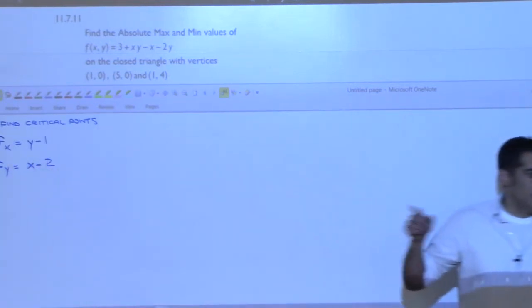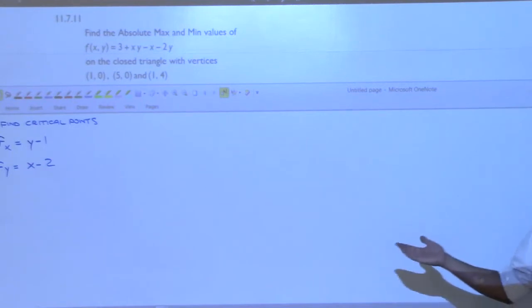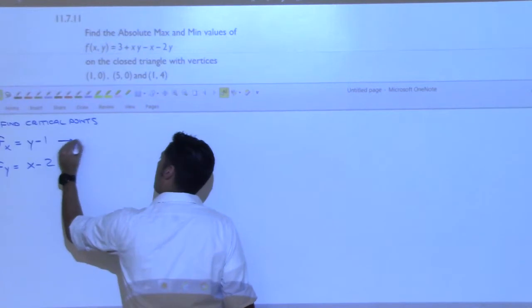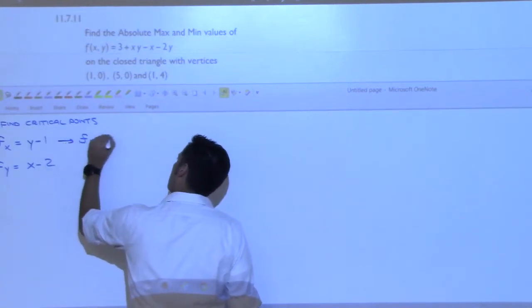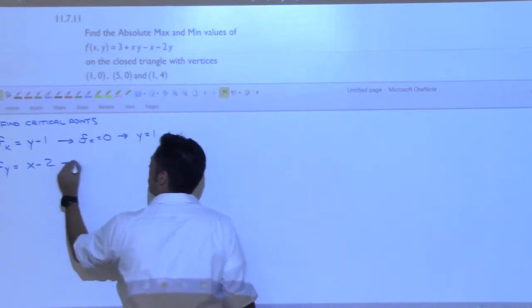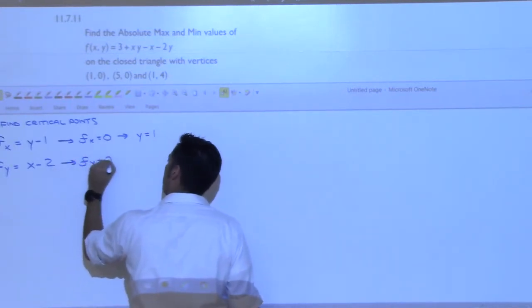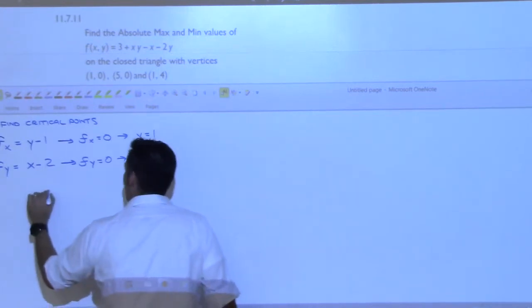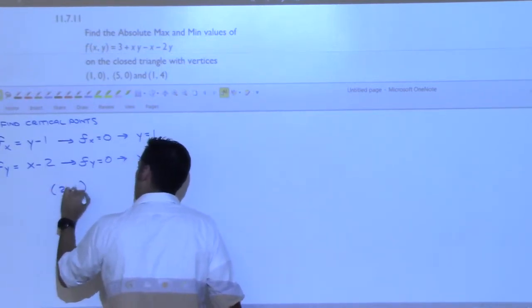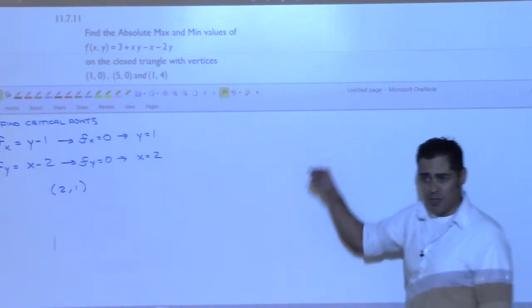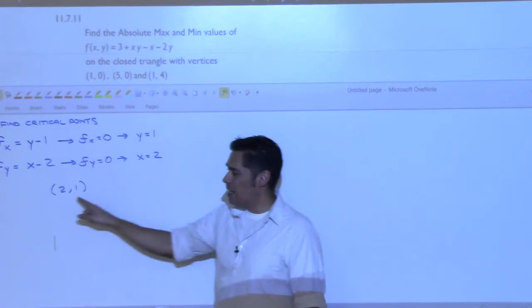Now we take those and we set them equal to 0, because that's how we determine critical points. So if I set this equal to 0, I get one solution there, right? Y is 1. And if I set this partial equal to 0, I get one solution here, x is 2. So I only have one critical point, don't I? Right? It's the point 2, 1. The only way to make both of those partials equal 0 at the same time is to be looking at the point 2, 1.